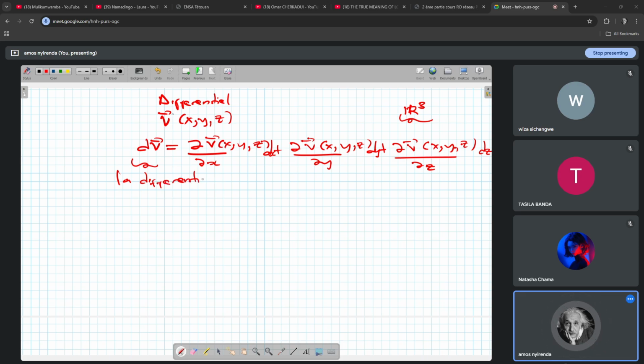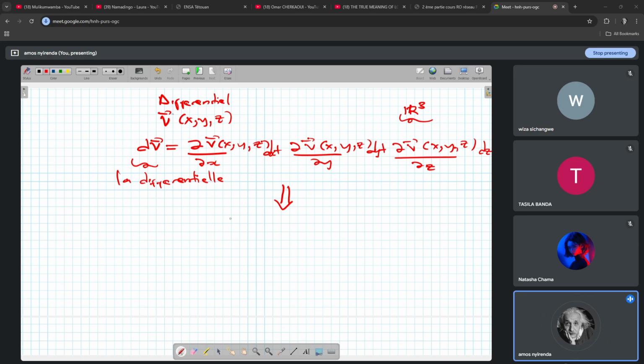La différentielle. Voilà. So, this is la différentielle, dV. C'est la dérivée partielle de V par rapport à X, plus la dérivée partielle de V par rapport à Y, and then la dérivée partielle de V par rapport à Z. C'est bon? So this is what we have here. With this dérivée partielle, we can now talk about le déplacement élémentaire in the Cartesian coordinate system.